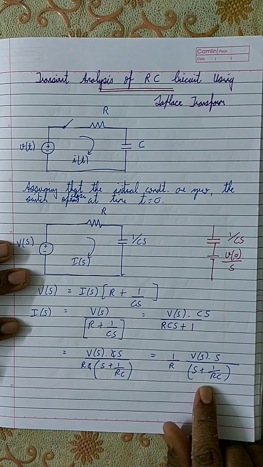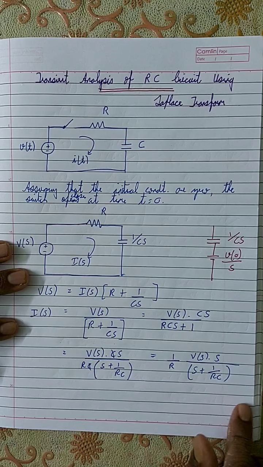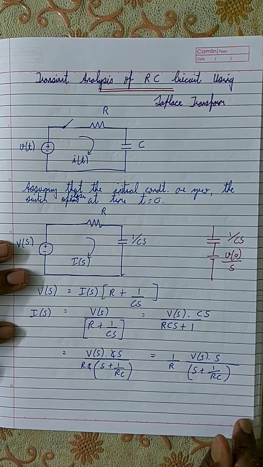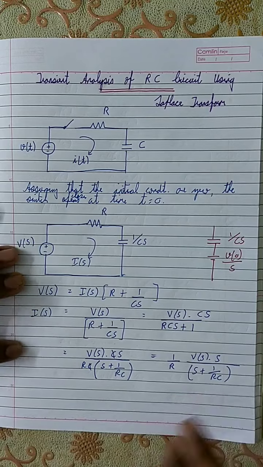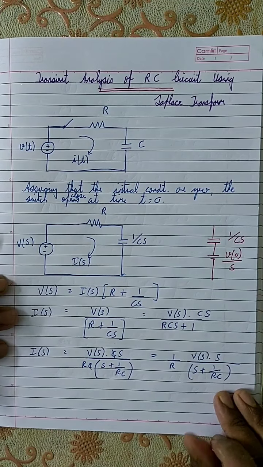Now this is in the form of one of the Laplace transform formulas, that is s plus a. If the denominator is s plus a, the inverse Laplace transform of 1 by s plus a is e raised to minus at u of t. Like that, so now everything is exactly the same as before.